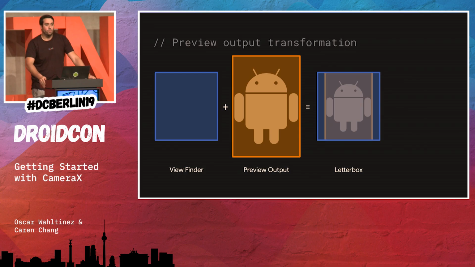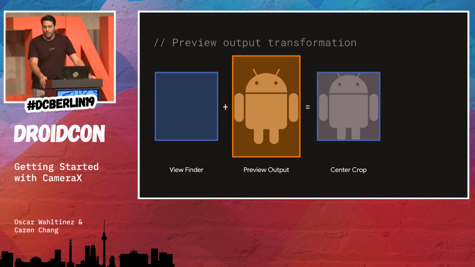A pretty common way to resolve this problem is to do letterboxing, aka the black bars. What we're doing here is we are looking at the longest side of the preview output, and we are matching that to the longest side of our viewfinder. And then we are centering the result. And that results in the space on the sides, which are the black bars. Another technique, this one is probably the most common one, is doing center crop. So we're doing almost the opposite of letterboxing. We are looking at the shortest side, and we are matching the shortest side of the preview output with the shortest side of the viewfinder, resizing to match, and then centering again.